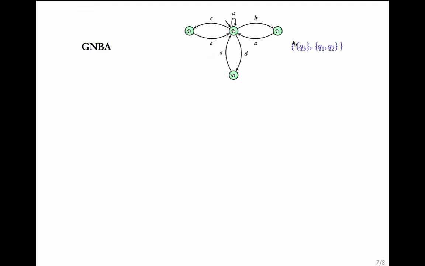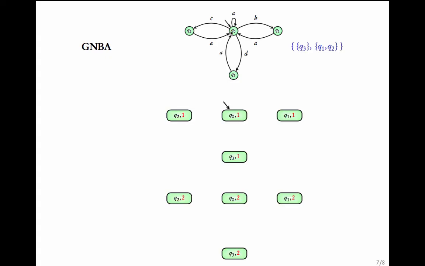So this is a GNBA and the set of accepting sets is Q3, Q1, Q2. So a run is accepting if it visits Q3 infinitely often and one of Q1 or Q2 infinitely often. How do we construct an NBA? Multiply the states by 2 because there are 2 sets here. As long as you are here, you want to read some accepting state in the first component, which is Q3. So the other transitions are the same as before.